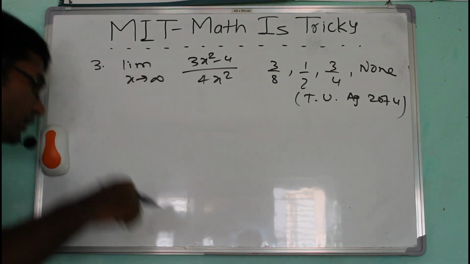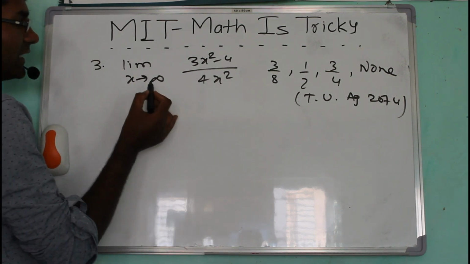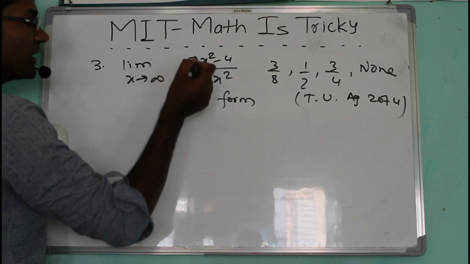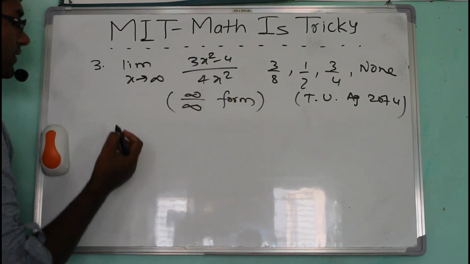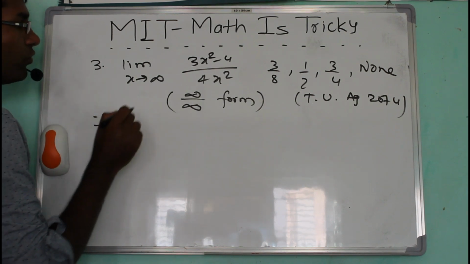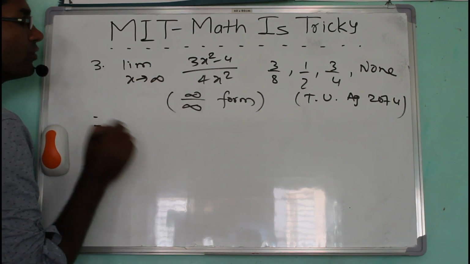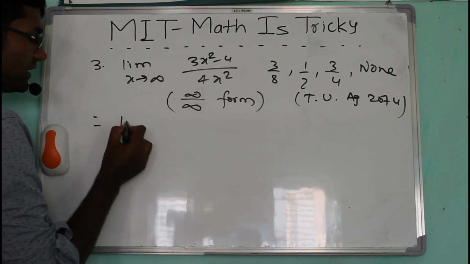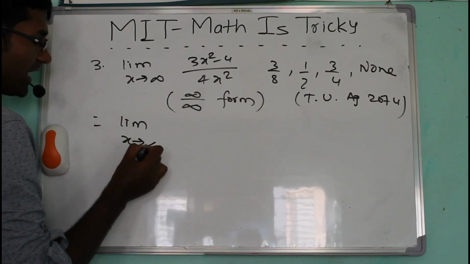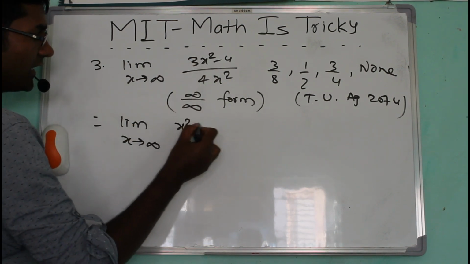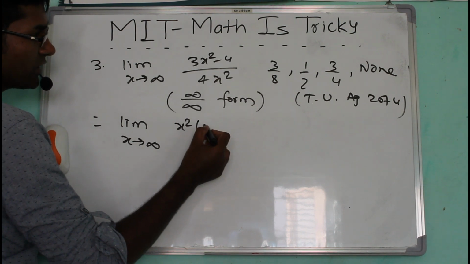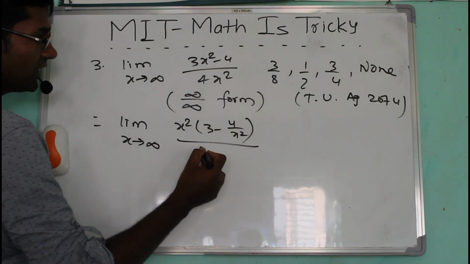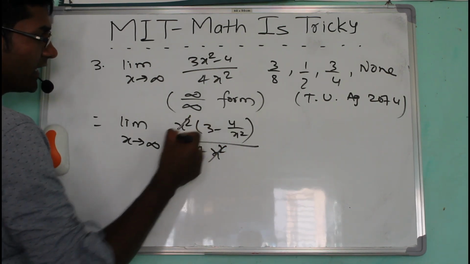Let's see the solution. Okay, again you can see it takes the infinity by infinity form. By putting the value of x we can easily see the infinity by infinity form. So hope you remember the rule for this form. First see the process, then I will solve this by trick. In this case we take the highest power common from numerator and denominator, so x square is common, 3 minus 4 by x square, and then 4x square. So 4x square and x square cancel.